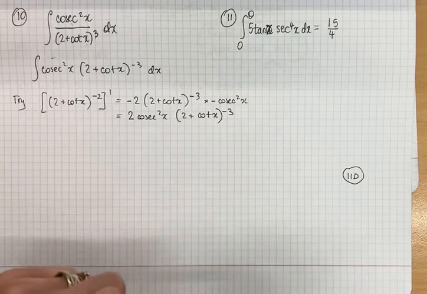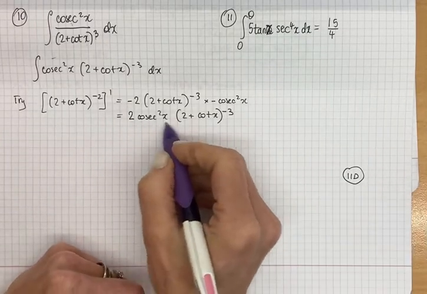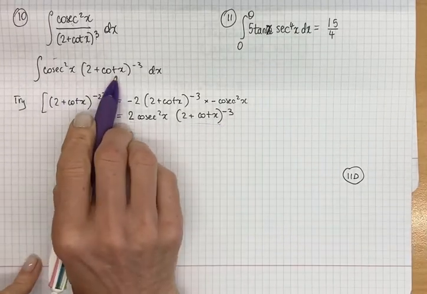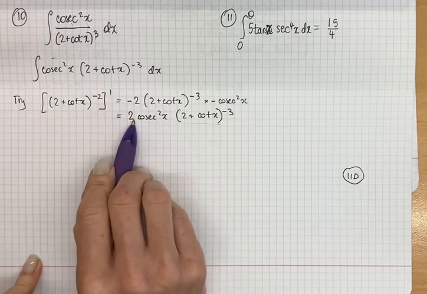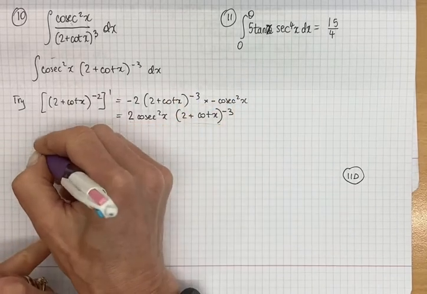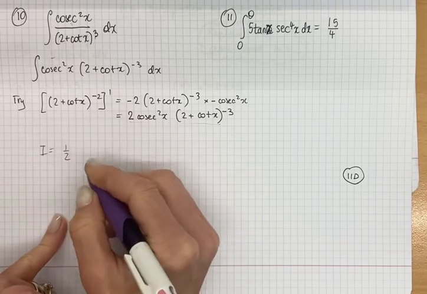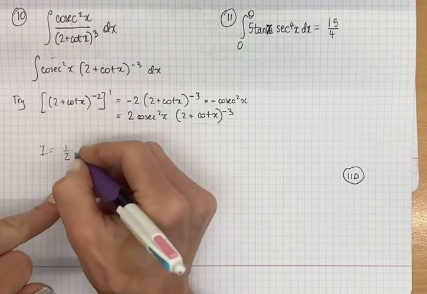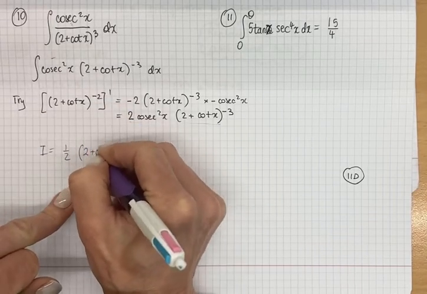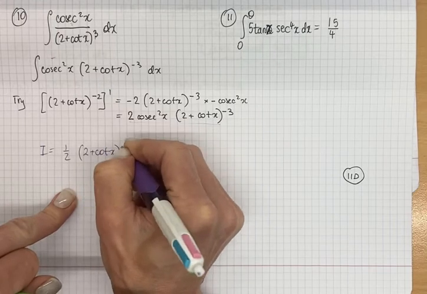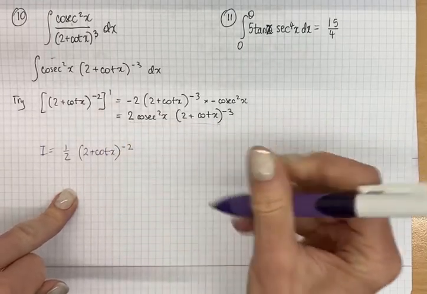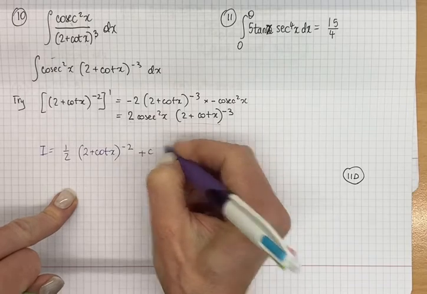So what was differentiated? This function. But we haven't got that many. We've got half of that. So the integral must be worth half of what was differentiated. So it's a half of 2 plus cot x to the power of minus 2 plus c.